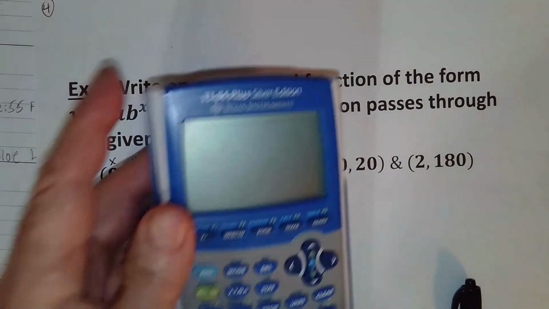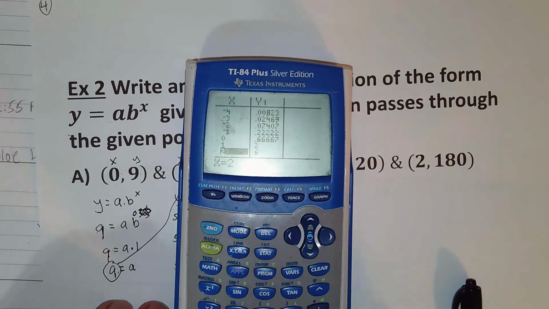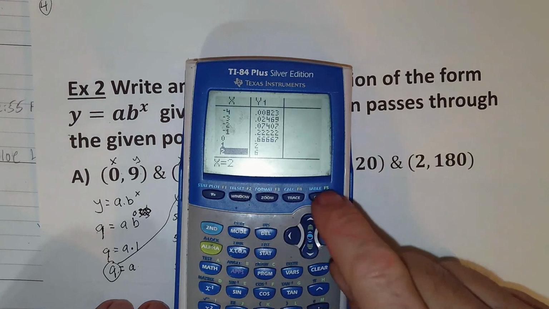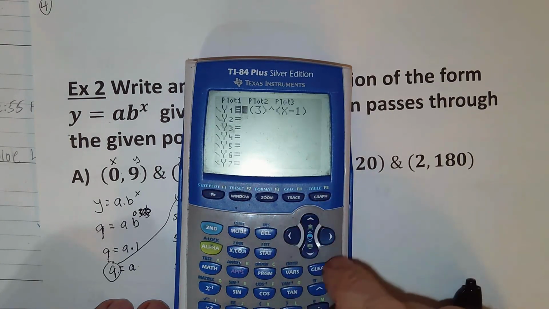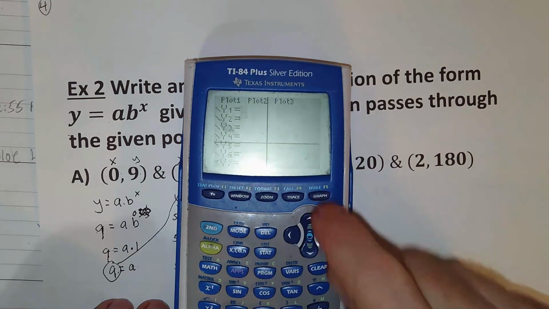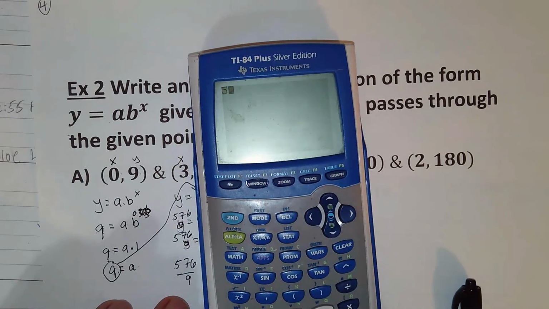Let's see what that is, because I don't know off the top of my head. Turn this on. Clear, clear, clear, clear. Okay. All right, so what did I say? 576 divided by 9.